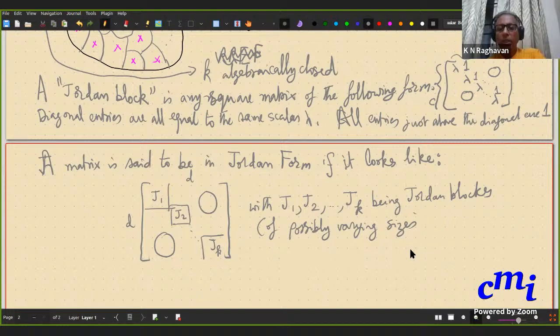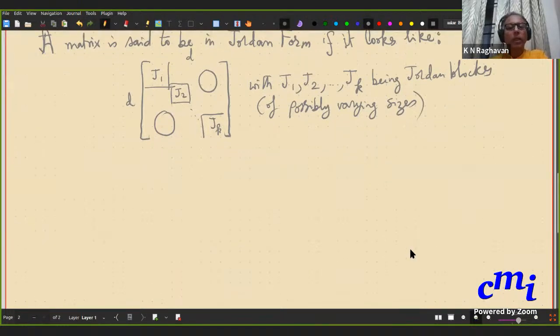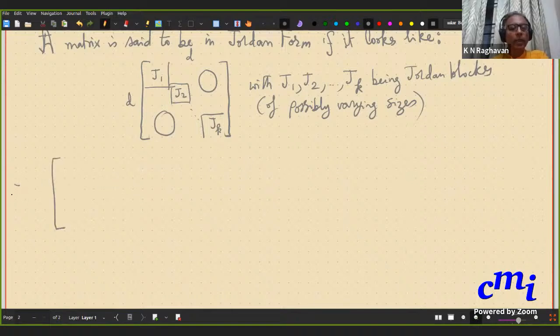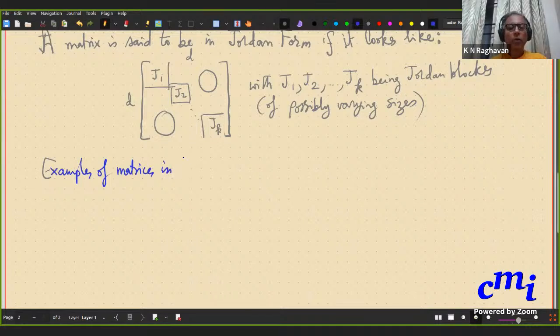Okay, let's do some examples. So let's put that in a different color. Examples of matrices in Jordan form.